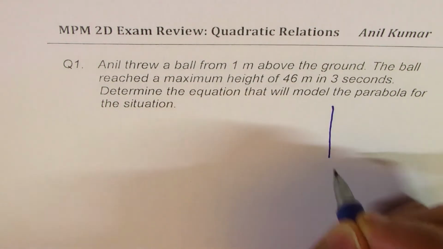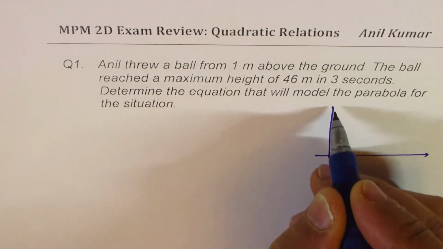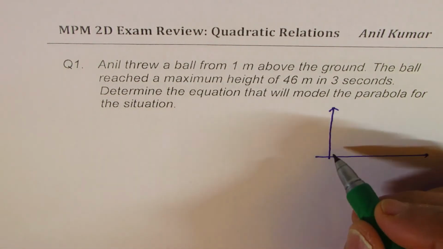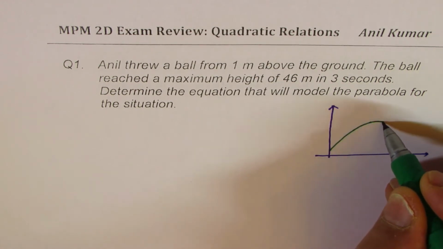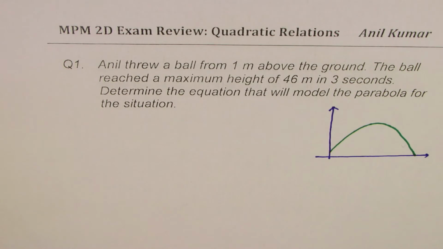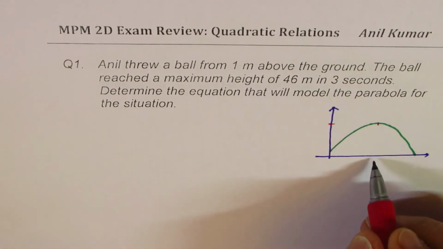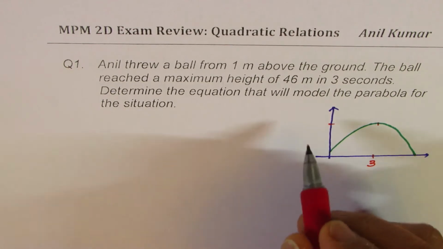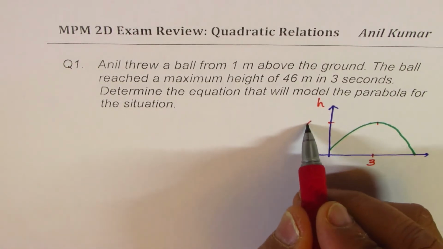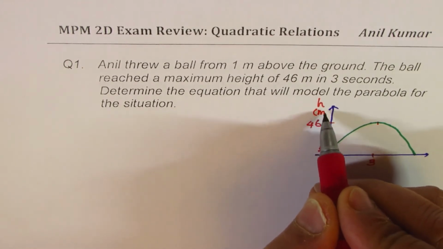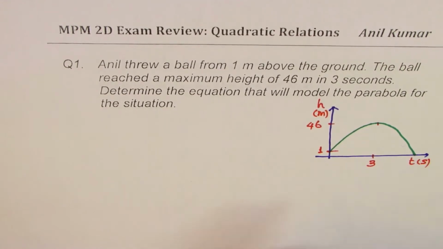So let me sketch the scenario here, and then we'll develop the model to represent the situation. So let us say that the ball has been thrown from 1 meter. This is not to scale, and it goes like this. What we are given here is that the maximum height is reached after 3 seconds. Let's say this is the height, and the height is 46. And the ball is thrown from 1 meter above the ground. So this is in meters, and that time is in seconds. We need to model this particular situation.